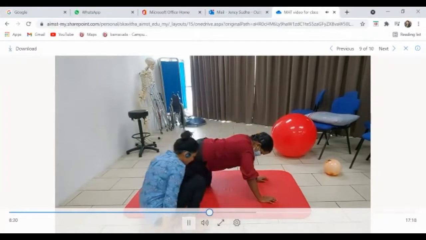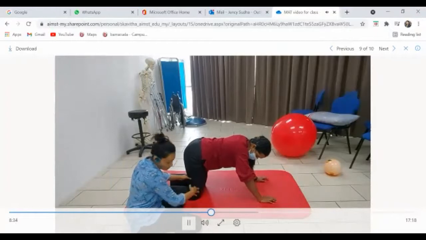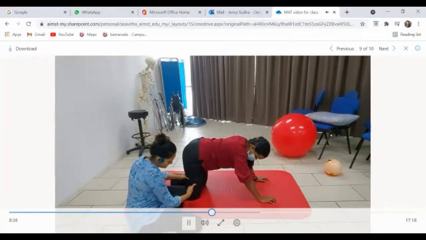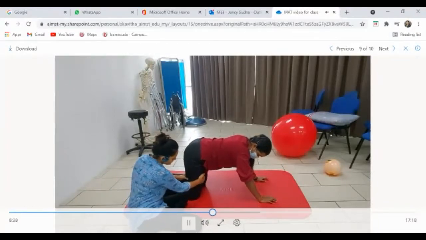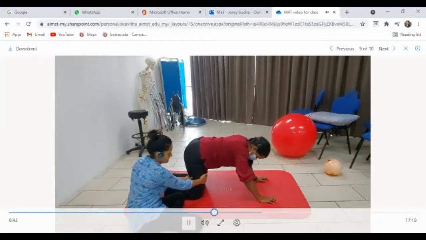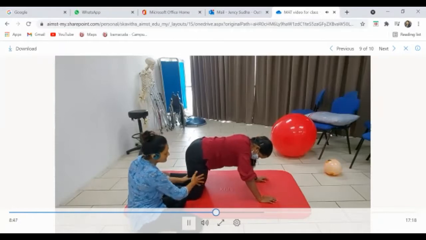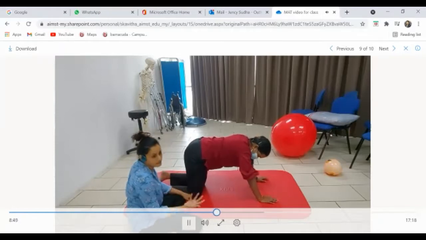Same thing we can do for the leg. So I'm trying to push the leg forward. She's trying to push against me. So it's isometric. I'm pushing backwards, she's pushing forward. So this can be done as a co-contraction. Very good. You can see that she's contracting. So this will help for joint approximation and also for good balance. So that can be done.